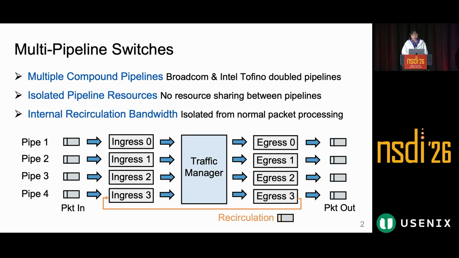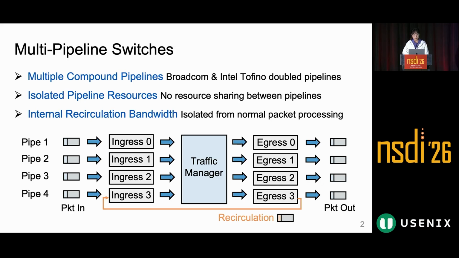Modern high-speed programmable switches, such as Intel Tofino2, achieve high throughput by using multiple compound pipelines in parallel. Each compound pipeline has its own ingress and egress processing logic, and packets are routed through the traffic manager between ingress and egress pipelines. This design is very effective for throughput scaling. However, it also introduces an important architectural constraint. Resources are isolated across compound pipelines. That is, memory and computation in one pipeline cannot be directly shared with another pipeline.